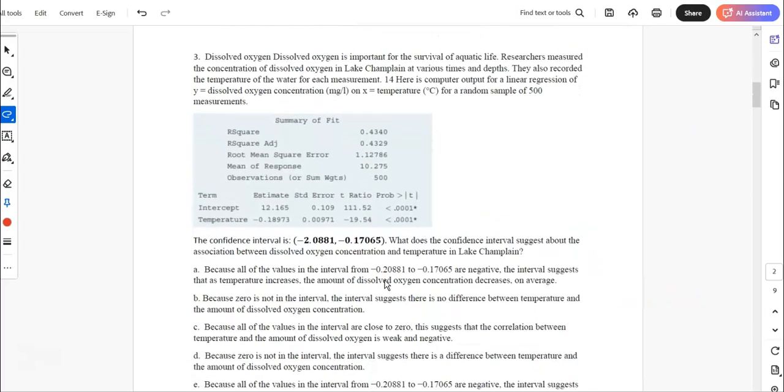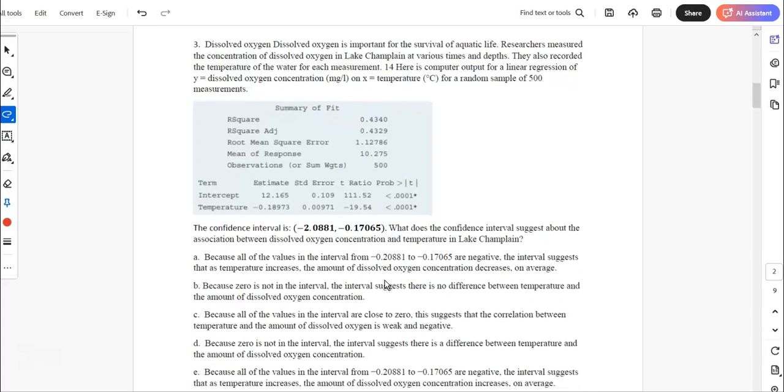Dissolved oxygen is important for the survival of aquatic life. Researchers measured the concentration of dissolved oxygen in Lake Champlain at various times and depths. They also recorded the temperature for each measurement. Computer output for linear regression of those two things, sample of 500 measurements. Okay, so that's all the computer stuff. They give us the confidence interval after all that. What does the confidence interval suggest about the association between dissolved oxygen concentration and the temperature in Lake Champlain?